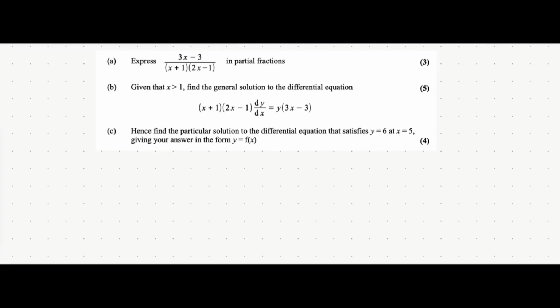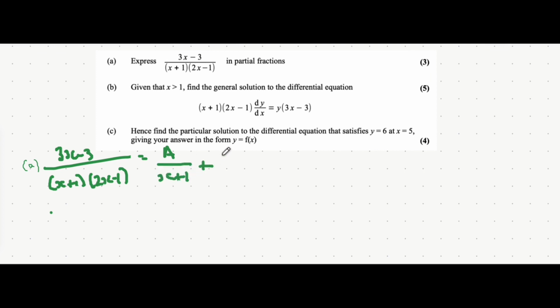In this video, we're going to have a look at how partial fractions can be combined with differential equations in a pretty difficult question actually. So let's start by expressing the fraction that's given to us as a partial fraction. You want to write out the current fraction that's given, all over x plus 1 over 2x minus 1, and separate that into the format of A over x plus 1 plus B over 2x minus 1.